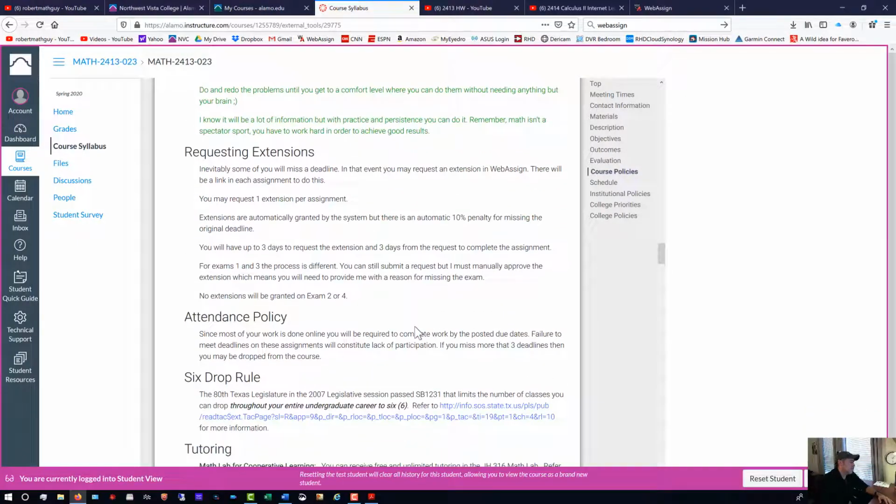All right, requesting extensions again. Life sometimes gets in the way, and you'll fall behind, and you'll miss a deadline. If it's a homework set that you've missed, then you can request an extension online through WebAssign, and automatically the system will give you an extension, but then they'll penalize you 10%. So for homework, you can always get an extension. Now, for tests 1 and 3 that you do at home, you can request an extension, but you have to call me or text me or email me. And then, of course, for exams 2 and 4 that you come on campus for, there are no extensions. You have to take them on the day that they're scheduled.